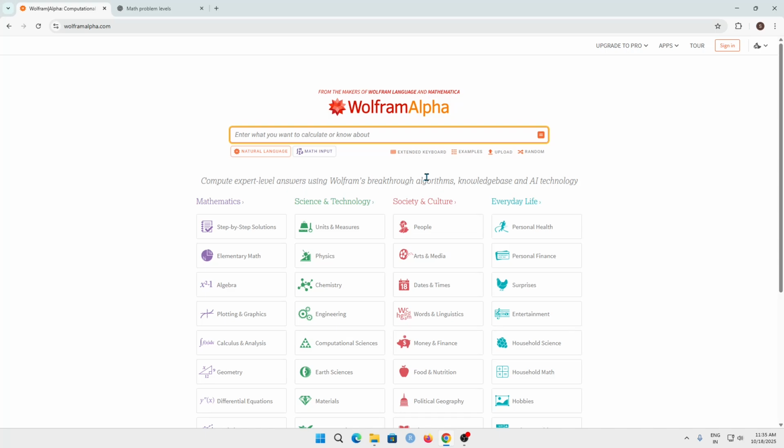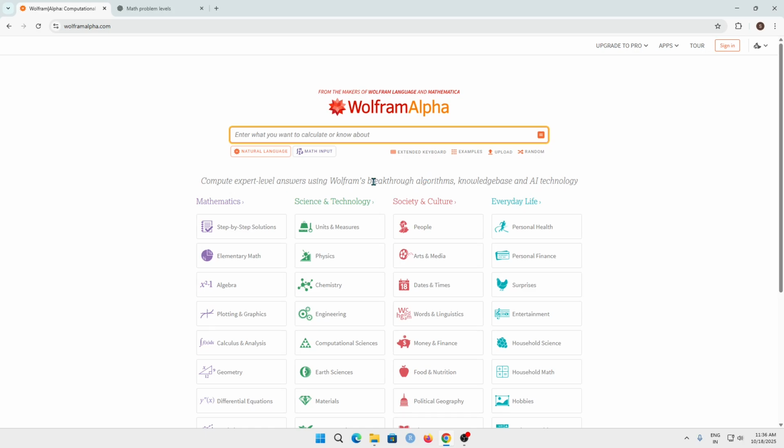Hello everyone. So today I'm going to show you an amazing AI tool which you can use for any mathematical problem you have. So suppose you are solving a physics question and you don't know how to solve it, or you don't know what the answer is going to be. So you can come to this website, which is called Wolfram Alpha, and you can just post your question over here and it will easily answer in seconds.